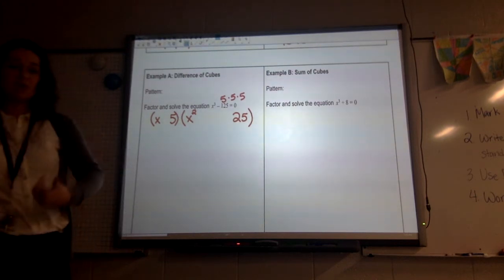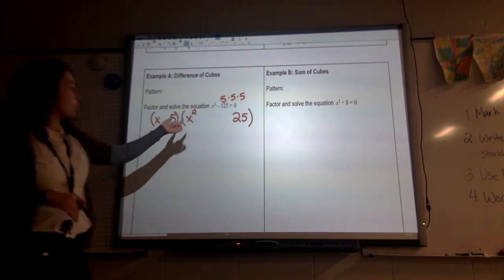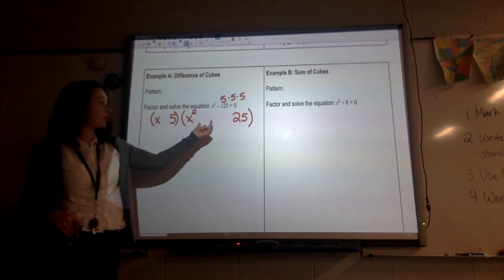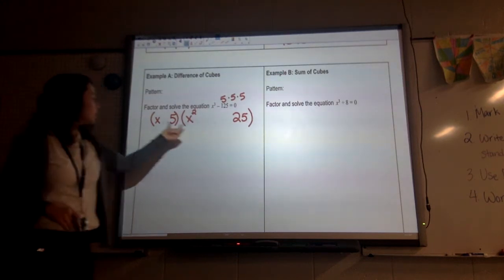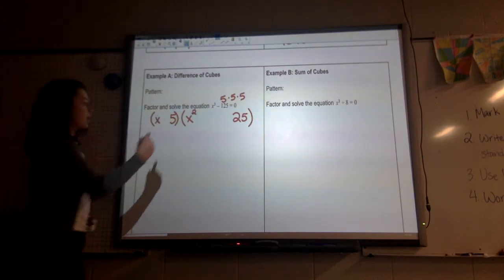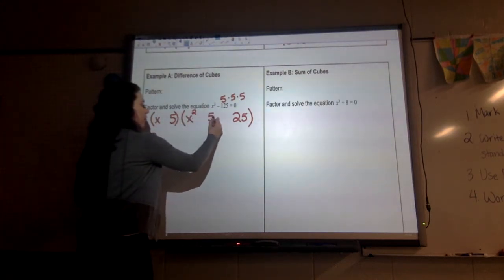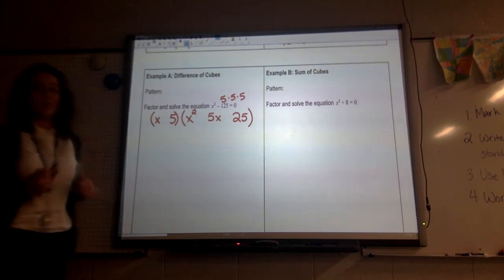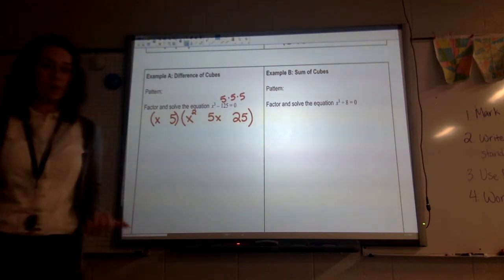This last piece is just something that you kind of have to memorize. There's a big gap right here that I need to fill in. What I fill it in with is whatever's in this little parentheses. So I have an x and a 5, so I fill in a 5x here in the middle. Again, that's just something you kind of have to memorize.